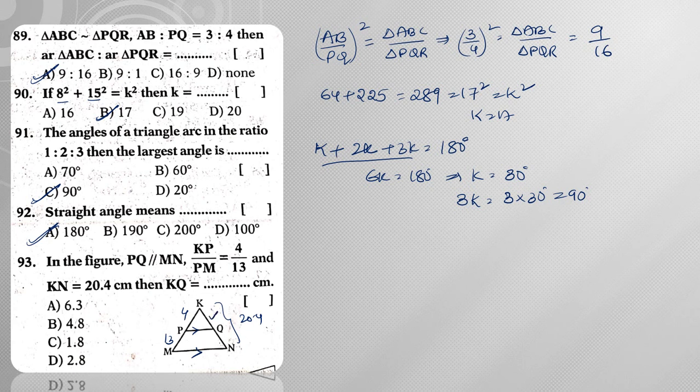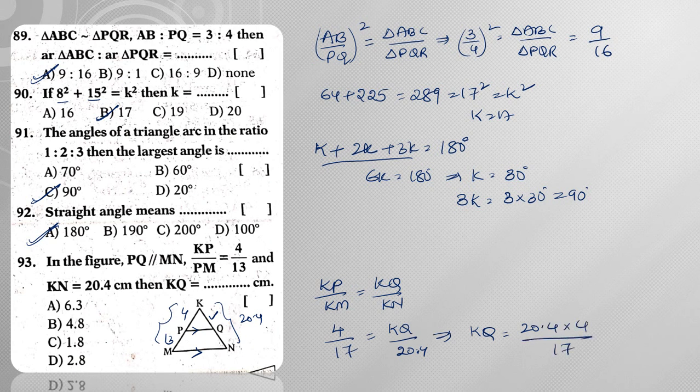So if I want to find this KQ, then I can write it as KP by KM is equal to KQ by KN. Now substituting the values, KP is 4 by KM. KM means this whole sum 13 plus 4 is 17 is equal to KQ, I need to find it out. KN is 20.4. Now doing cross multiplication. So KQ can be written as 20.4 into 4 by 17.